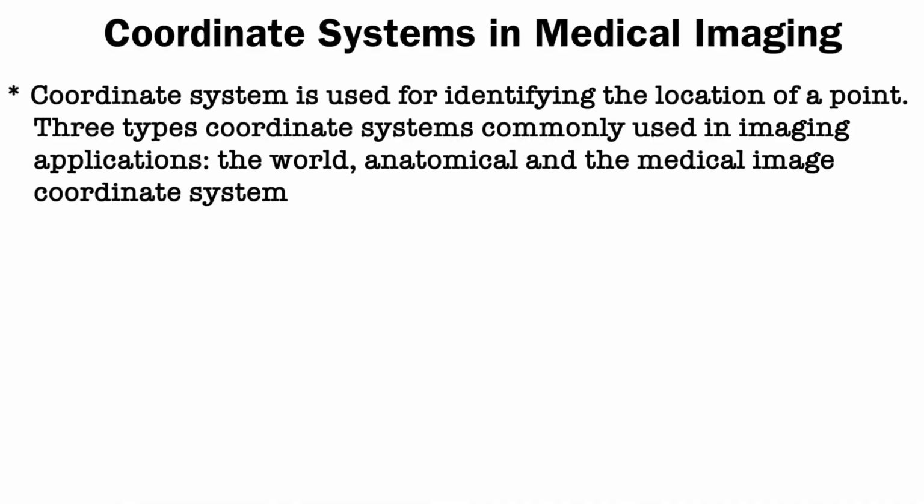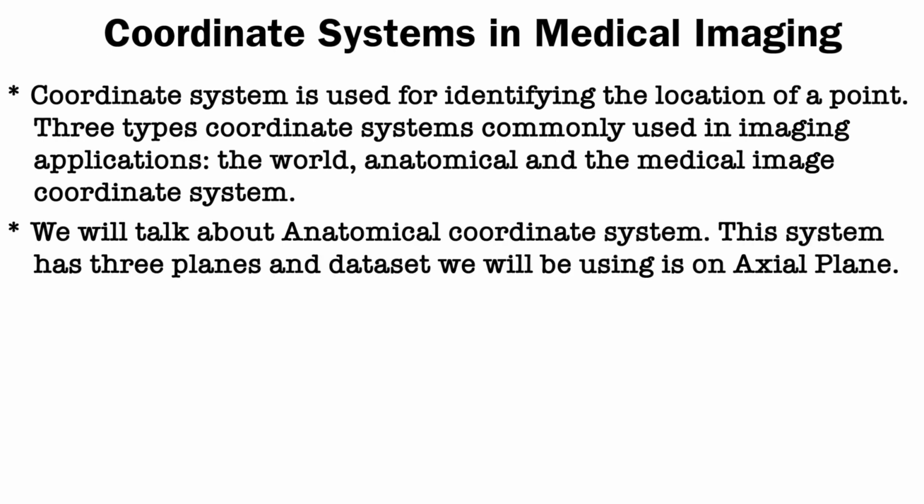So, we are going to discuss the coordinate system in medical imaging. Three types of coordinate systems are commonly used in imaging applications: the world, the anatomical, and the medical image coordinate system. We will talk about the anatomical coordinate system. This system has three planes, and the dataset we will be using is on the axial plane.